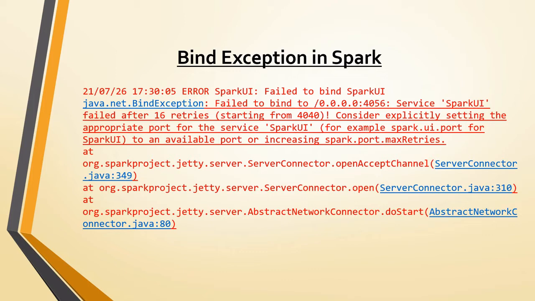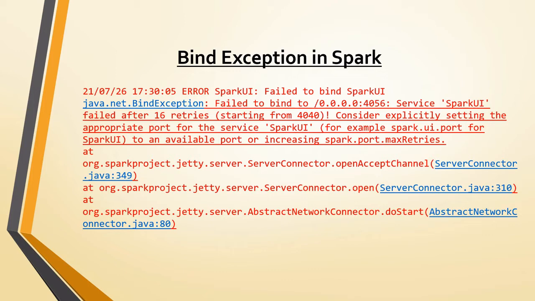So what is the default port for that web UI for Spark? 4040 is the default port for Spark. For example, if some other job is running, then that port is busy serving the other job. At that time, Spark automatically launches the job on another consecutive port like 4041, 4042, 4043. So like this it keeps assigning the jobs to the ports.